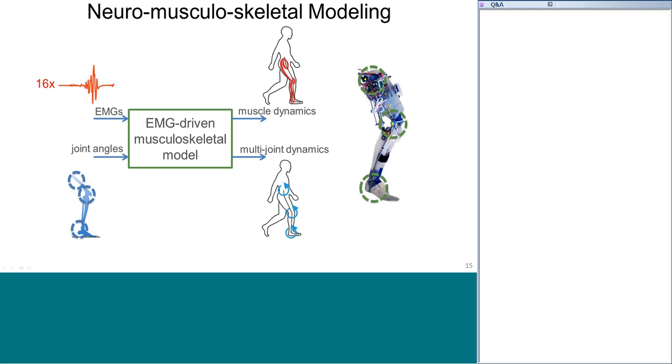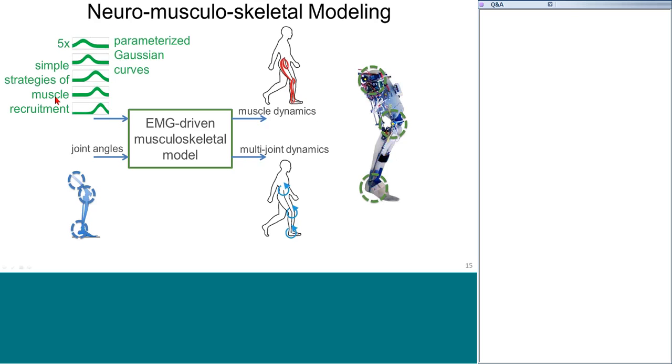And with this methodology, we're actually driving the model. Instead of using experimental estimates of the EMG data, we are driving the model using a set of Gaussian curves, which are completely parameterized as functions of the gait cycle. And the idea is to use this set of Gaussian curves to define very simple strategies of muscle recruitment that we can use to simulate muscle activations throughout locomotion. And as I will explain later, these muscle strategies are actually reflections of the central pattern generating networks, which are believed to be encoded in the spinal cord.